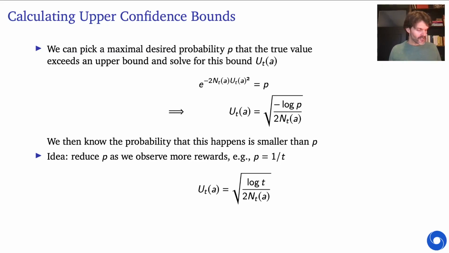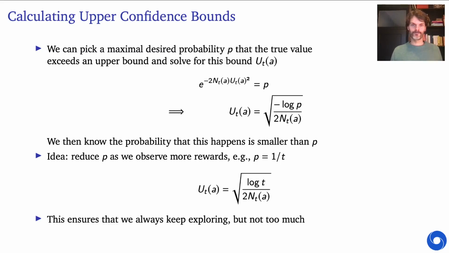So what does this capture? Well, if we don't have a lot of samples, if n is pretty small, then this bound will be pretty large. If n grows larger, this bound will go down. In addition to that, the bound grows over time. What does this mean? This means that indefinitely we're going to continue to select each action, but maybe less and less so if it's really not a great action. So this ensures that we keep exploring.